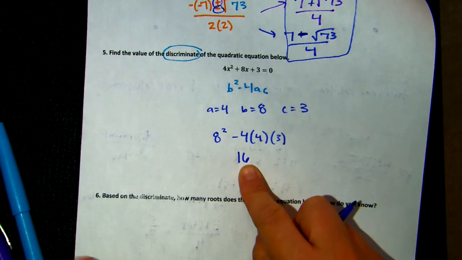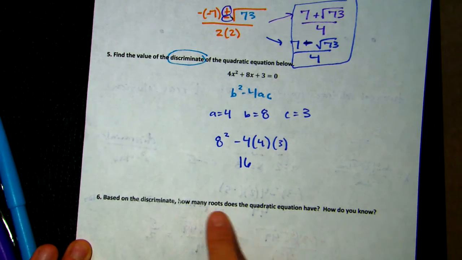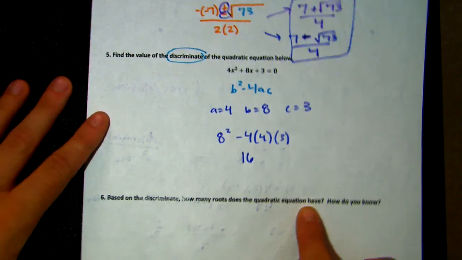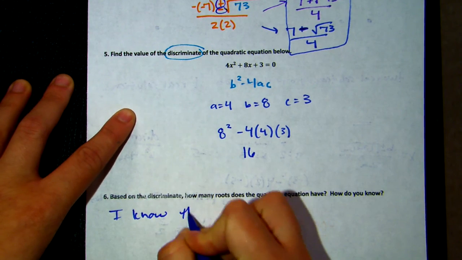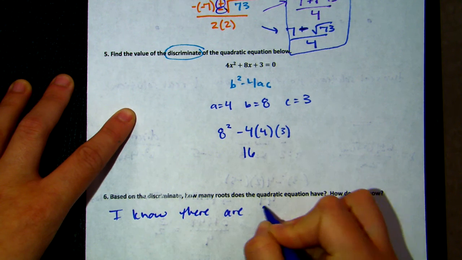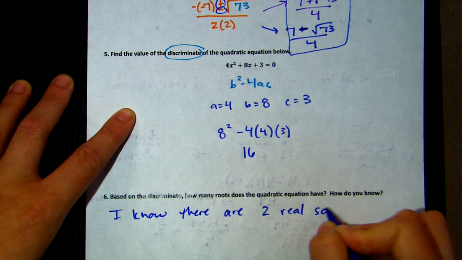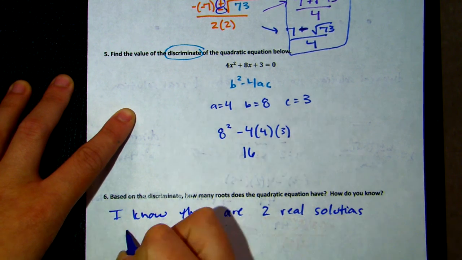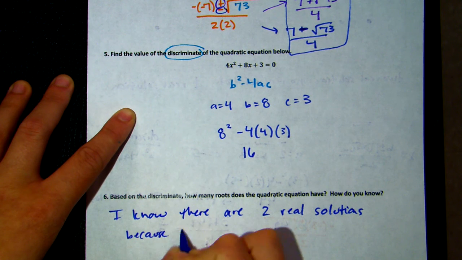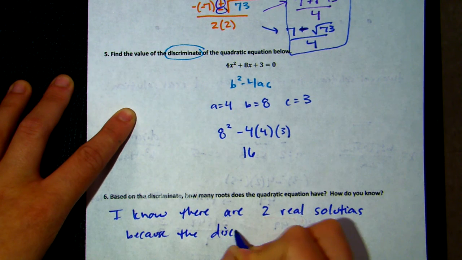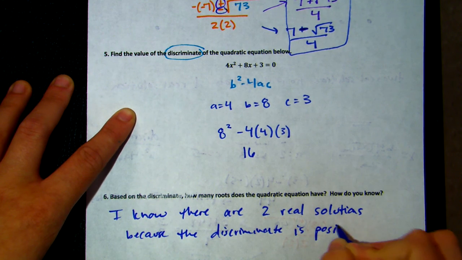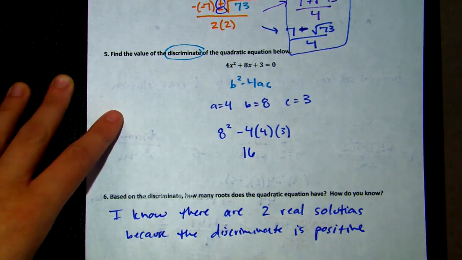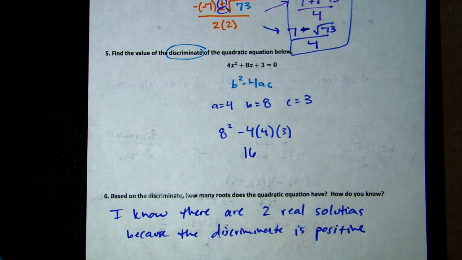Okay, because this answer is positive, it says based on the discriminant, how many roots does the equation have, and how do you know? I know there are 2 real solutions because the discriminant is positive.